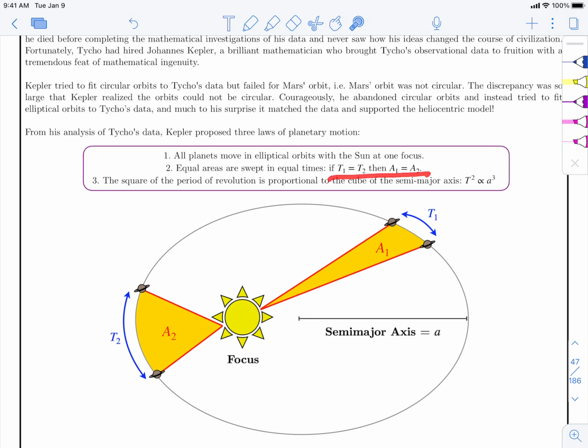And much to his surprise, he learned that if the time intervals are the same, so a month, a day, a week, doesn't matter, if the time intervals are the same, then the area swept will also be the same. Okay. This was true for all the planets.